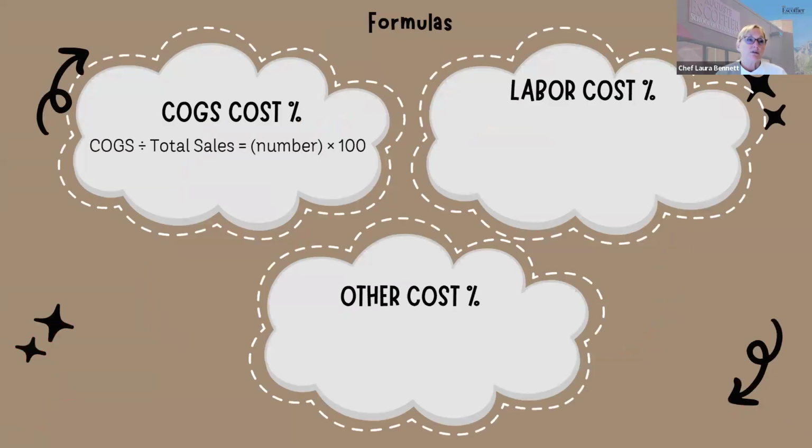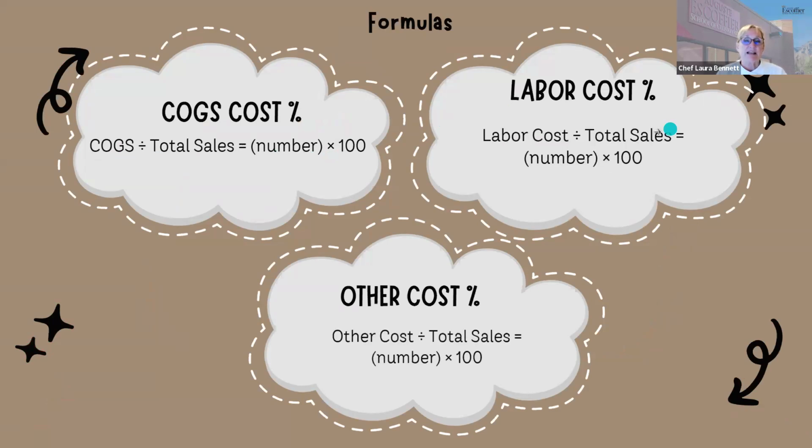Cost of goods sold percentage. It's your cost of goods sold divided by your total sales. It's going to give you a decimal number that you multiply by 100 to give you your percentage. Labor cost and other costs, exact same formula. You're just plugging in either labor or other cost. Again, all three have the exact same formula. It just depends on what you're working with, what you're trying to find, what percentage you're looking for, and what you're going to plug in.